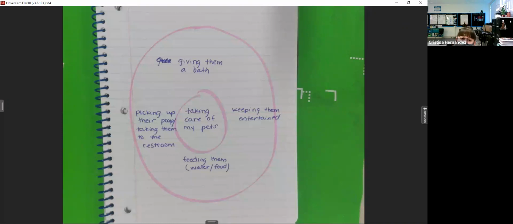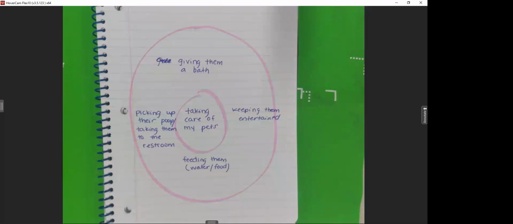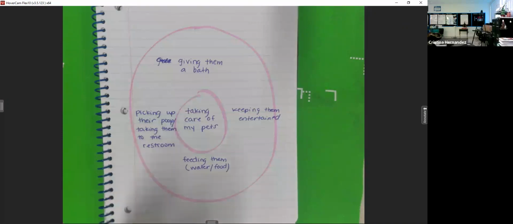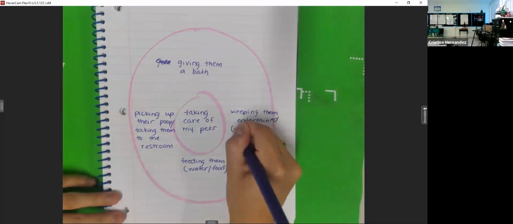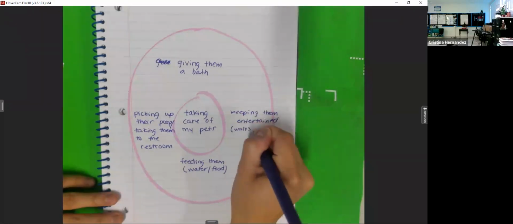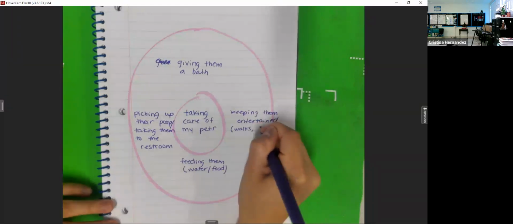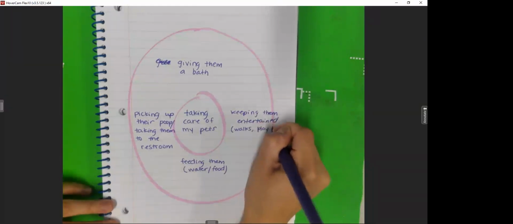Okay, so we're all in agreement. We're going to be writing about taking care of our pets. Got it? Maybe taking them on walks. Well, that would be kind of like keeping them entertained. I think we can talk about taking them for walks. Taking them for walks also helps them poop or pee. Okay, walks or playtime. We'll put playtime. They like playtime.